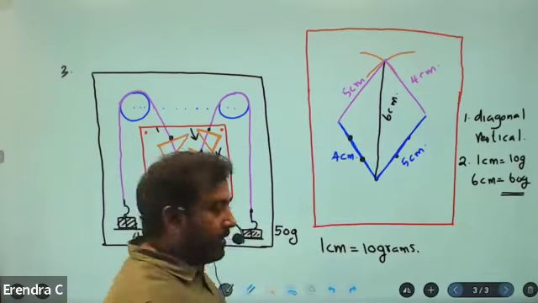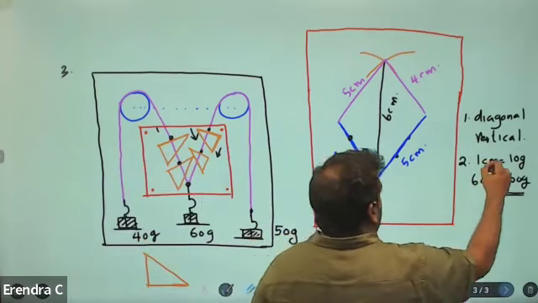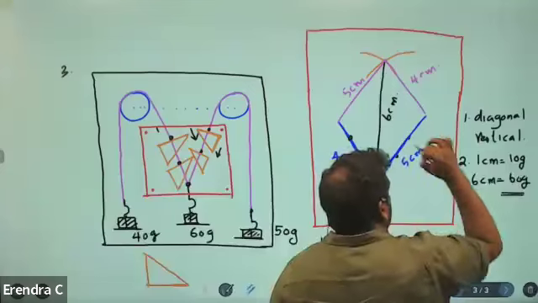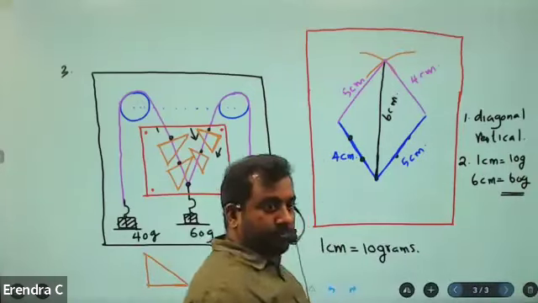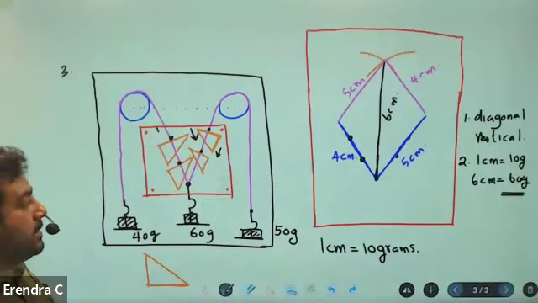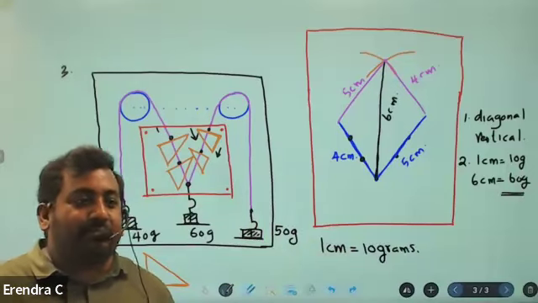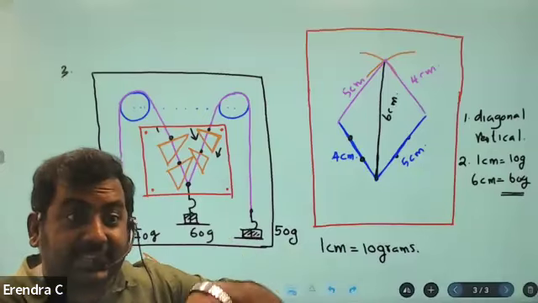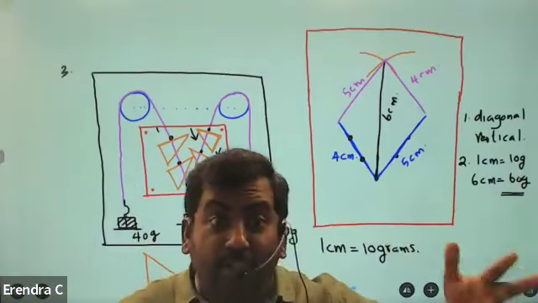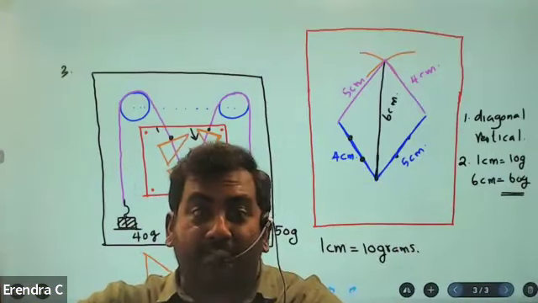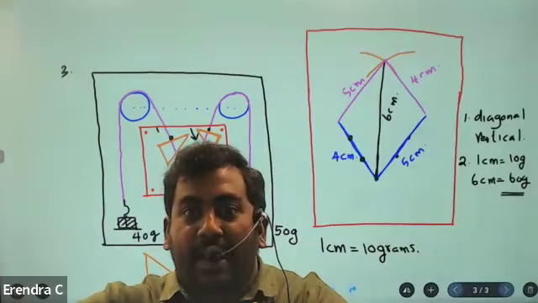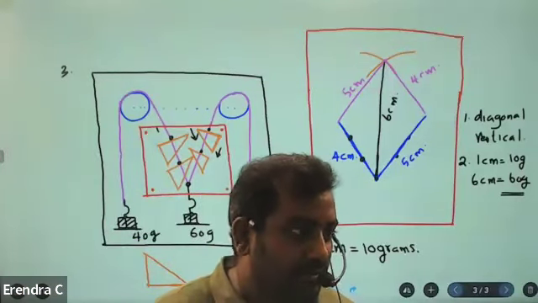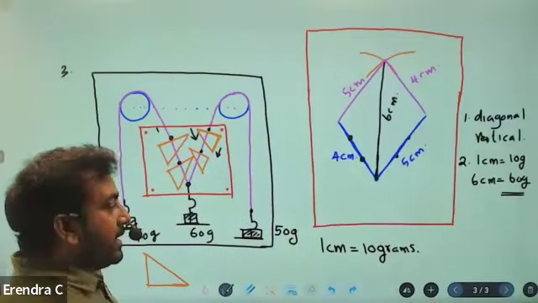Understood? Okay. So 1 centimeter is 10 grams, 6 centimeters is going to be what? 60 grams. So this is your principle of parallelogram of forces, trying to find the unknown. What I have done first is, I have used known weights to show the parallelogram law is correct. Once the parallelogram law is correct, then I can find the unknown. Understood? Okay. Let's write this down.